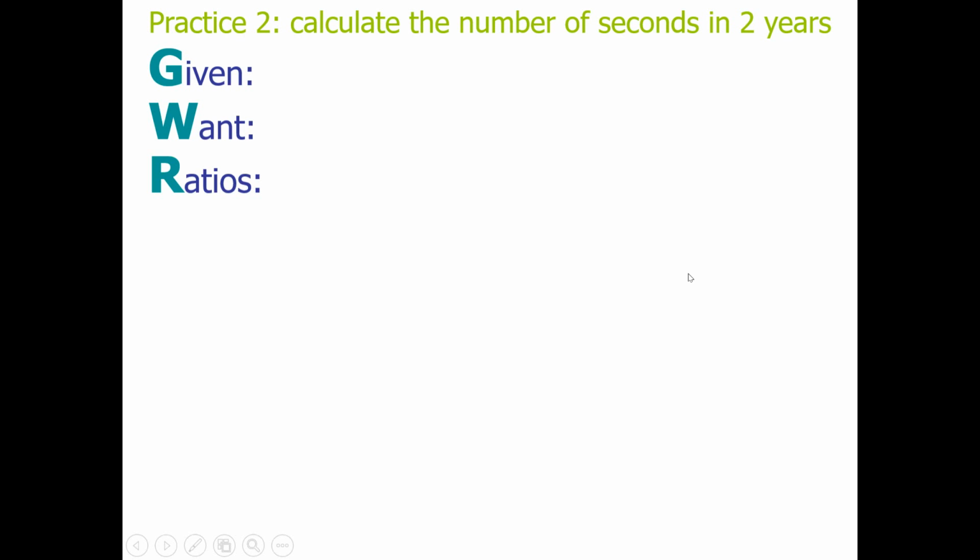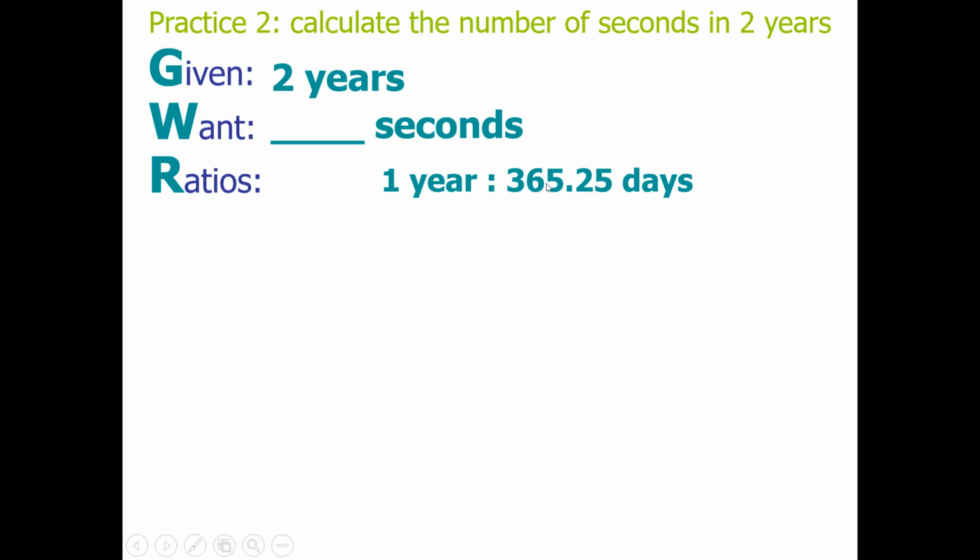So the given in this problem is 2 years. We want to know about seconds, and when it comes to our ratios, you're just trying to think of everything you know about relating years to seconds. Now in this class, we want to make sure to use the ratio that in 1 year there are 365.25 days. This accounts for how every 4 years there's an additional day, which we call a leap year. And so if you split that up between 4 years, just to get an average, each year averages 365.25 days. So that's the conversion we're going to use in this class.